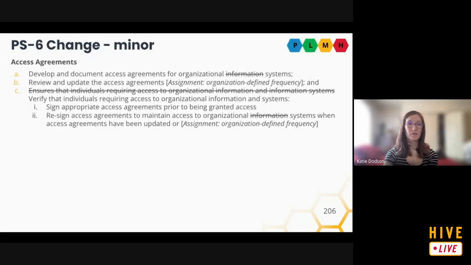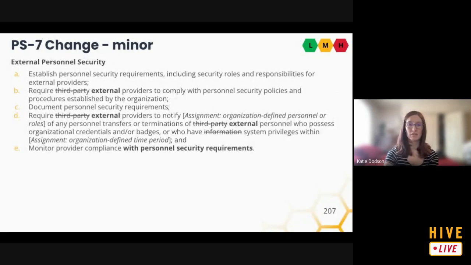PS6, just a minor change, taking out information from information systems. And then C, changing from ensuring that individuals requiring access to organizational information and information systems do what are part of Part 1 and Part 2. Just change that language to verify that individuals requiring access to information and systems. So kind of just changing it from ensure to verify, a little more general language there. PS7, again, minor, changed the term third party to external throughout. And then Part E, monitor provider compliance with personnel security requirements. So just minor changes here.